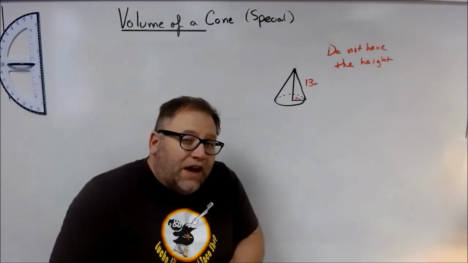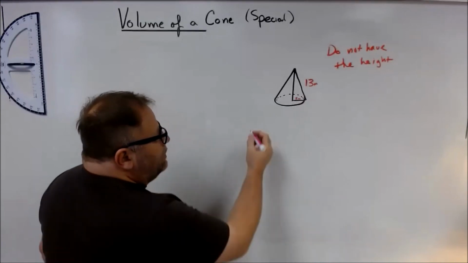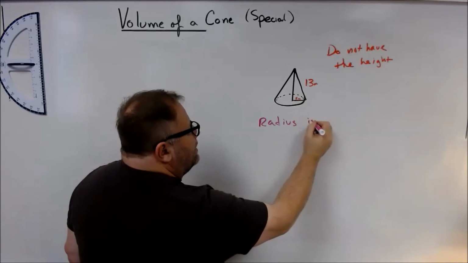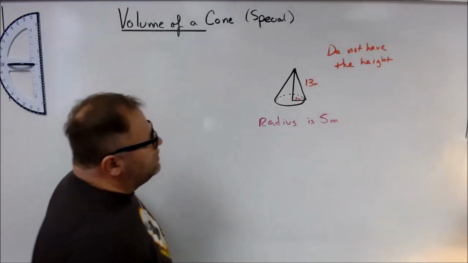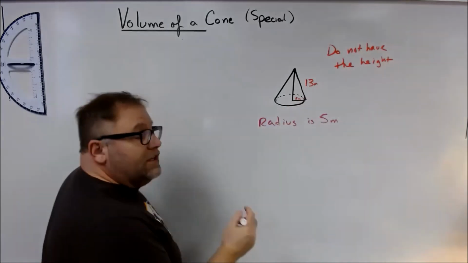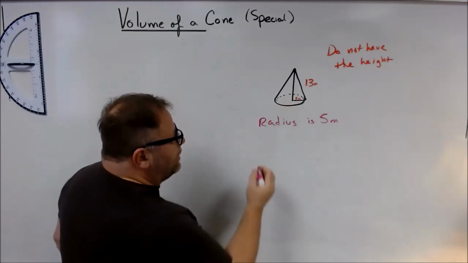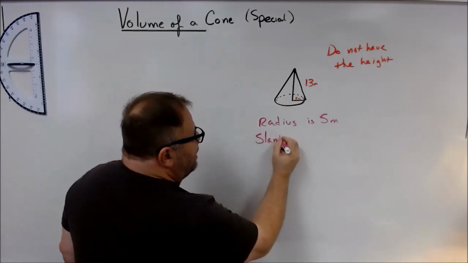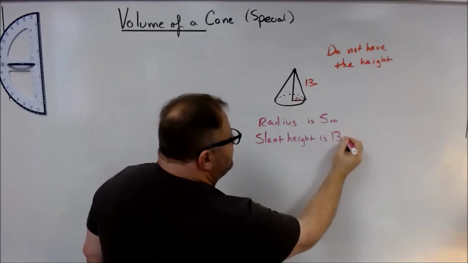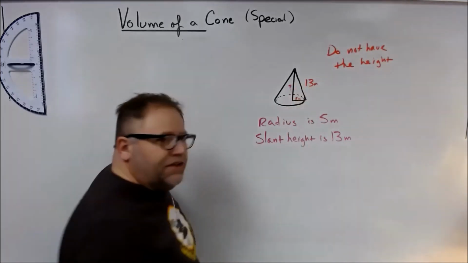What we have to do is look to see, what do we know? Well, I know what the radius is. The radius is 5 meters. I know this line. We haven't given a name to it. It's described as the slant height, the height of the slant of that cone. So the slant height is 13 meters.